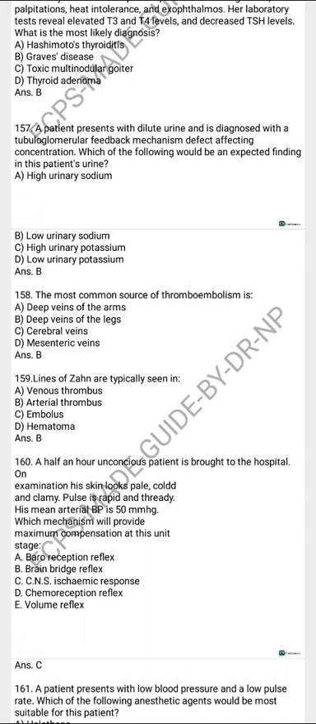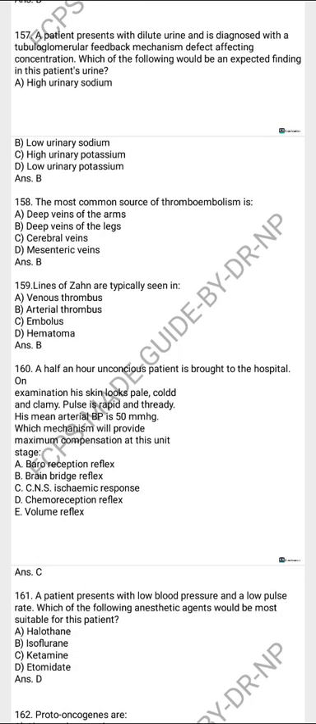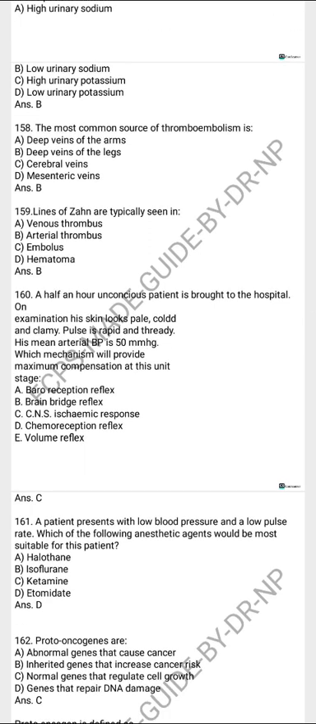The most common source of thromboembolism is the deep veins of the legs. Lines of Zahn are typically seen in an arterial thrombus. A half-hour unconscious patient is brought to the hospital. That is the CNS ischemic response.